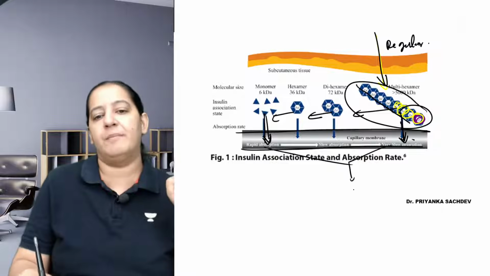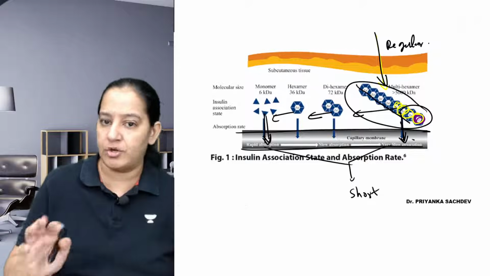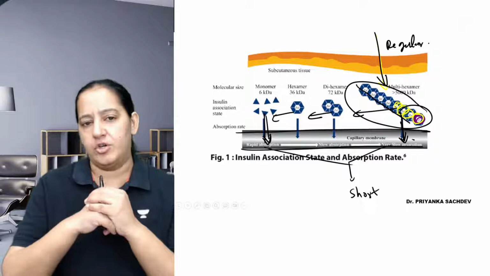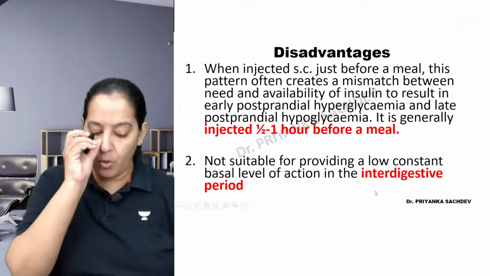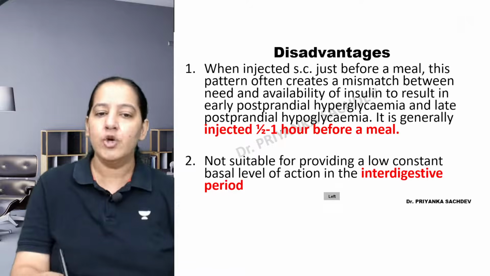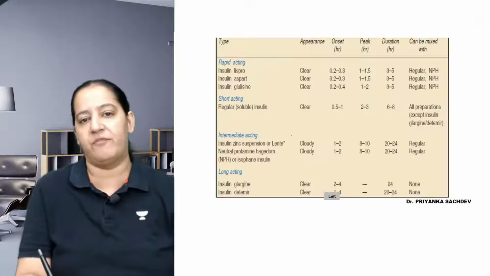So overall action will become short. It is not ultra short, it is not long, it is short. You got my point? So this is the mechanism of action, right? But the only disadvantage is that you have to give the injection half to 1 hour before the meal.